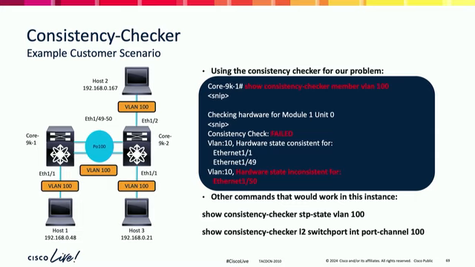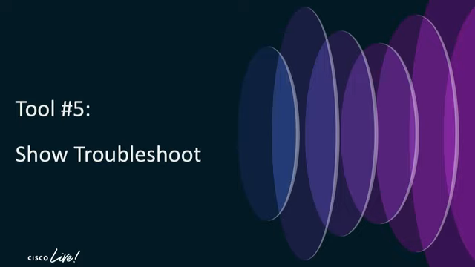My favorite tool in consistency checker is show consistency checker VXLAN config check. It's going to go and check your VXLAN config and help you identify if there is some misconfiguration. VXLAN can be a complex technology, so this tool is very handy to help you identify the misconfiguration. Moving on to our fifth tool, show troubleshoot.